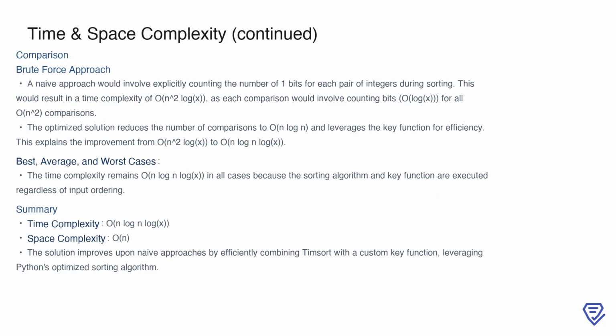To put this into perspective, let's compare the optimized solution with a brute force approach. In a naive implementation, we would count the number of 1 bits for each pair of integers during sorting. This approach would require log x time for counting bits in every comparison, and with n squared comparisons, the total time complexity would reach n squared log x. The optimized solution, however, reduces the number of comparisons to n log n by leveraging timsort and the pre-computed key function. This improves the complexity to O(n log x), a significant enhancement over the naive approach.